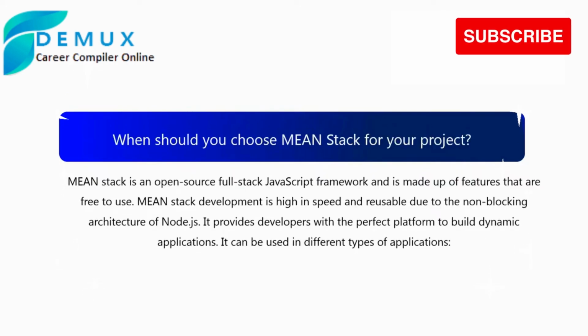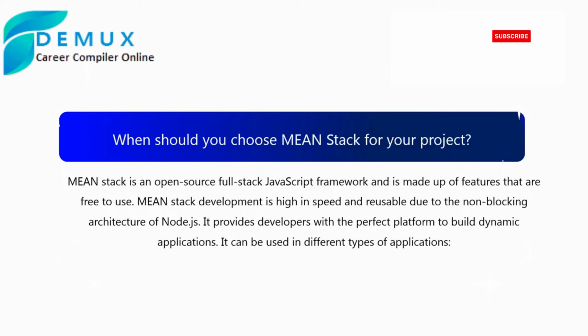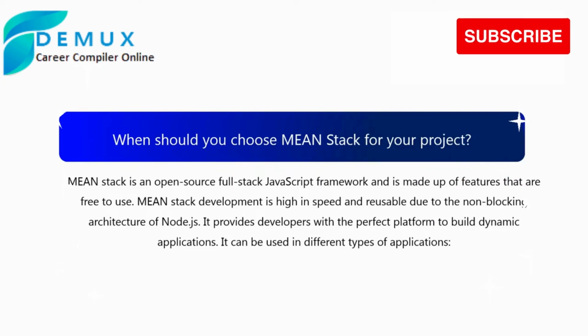When should you choose MEAN Stack for your project? MEAN Stack is an open-source full-stack JavaScript framework and is made up of features that are free to use. MEAN Stack development is high in speed and reusable due to the non-blocking architecture of Node.js. It provides developers with the perfect platform to build dynamic applications. It can be used in different types of applications.